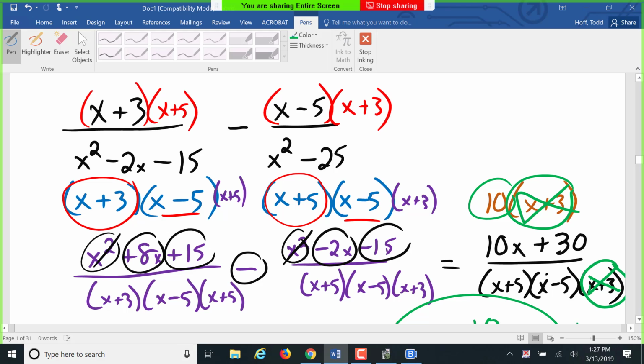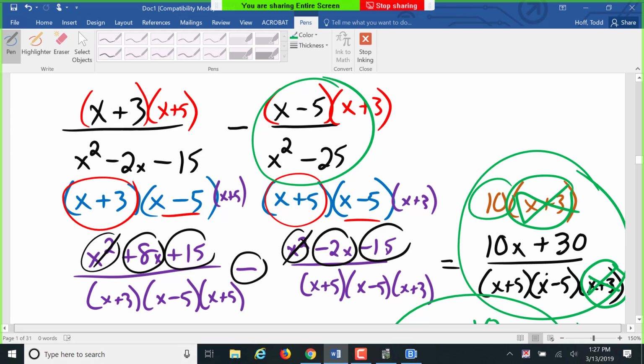Some of you might have noticed I actually could have reduced this fraction. If I had reduced that fraction, it would have simplified the process from the beginning. I just wanted to show you that you can sometimes reduce at the very end like that. So it all comes down to factoring and matching up those denominators to get the common denominator.